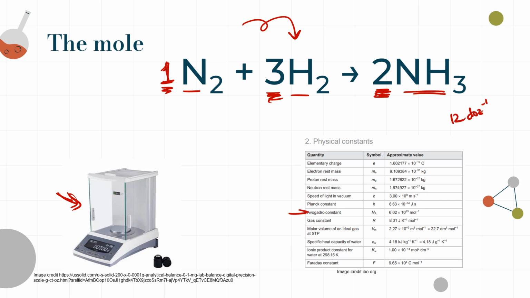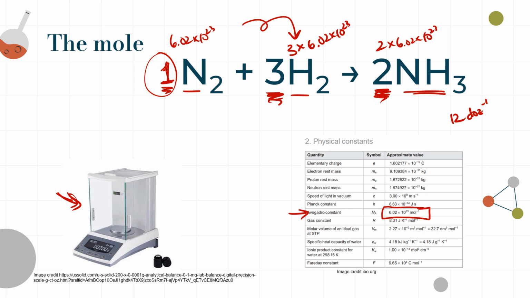We're going to use this other counting number, Avogadro's number, the mole number, 6.02 times 10 to the 23rd things per mole. What that means is I could have 1 mole of nitrogen gas, that's 6.02 times 10 to the 23rd molecules of nitrogen, reacting with 3 moles of hydrogen gas, that's 3 times 6.02 times 10 to the 23rd molecules of hydrogen gas. That's going to make 2 moles, or 2 times 6.02 times 10 to the 23rd molecules of ammonia. This is enough for our scales to perceive.